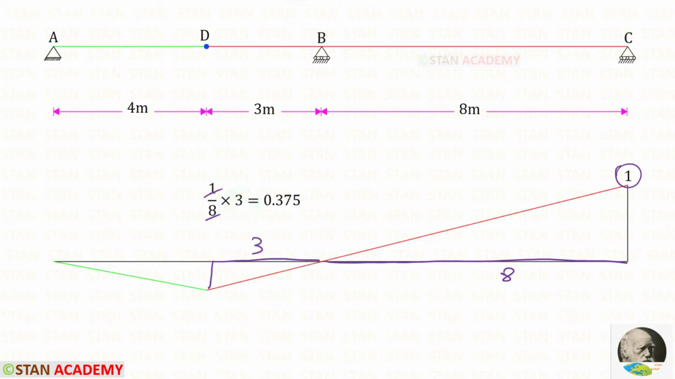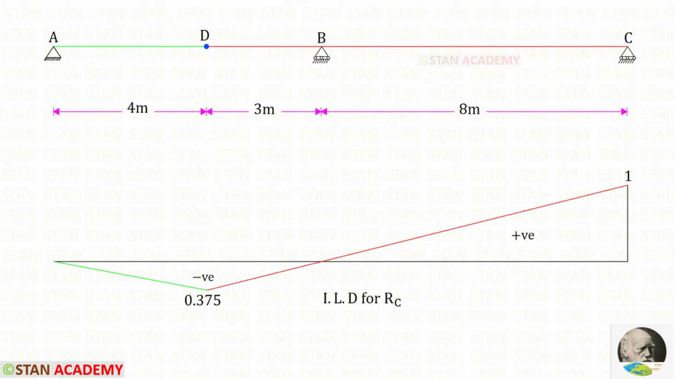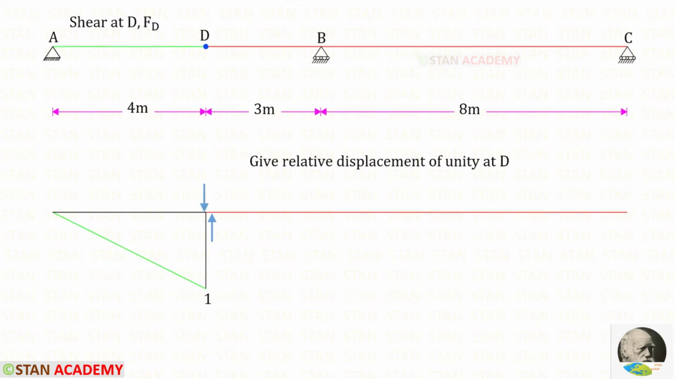So we have to multiply with 3. In this way, we are getting 0.375. This is the ILD for RC. Now we are going to draw the ILD for the shear force in the point D.